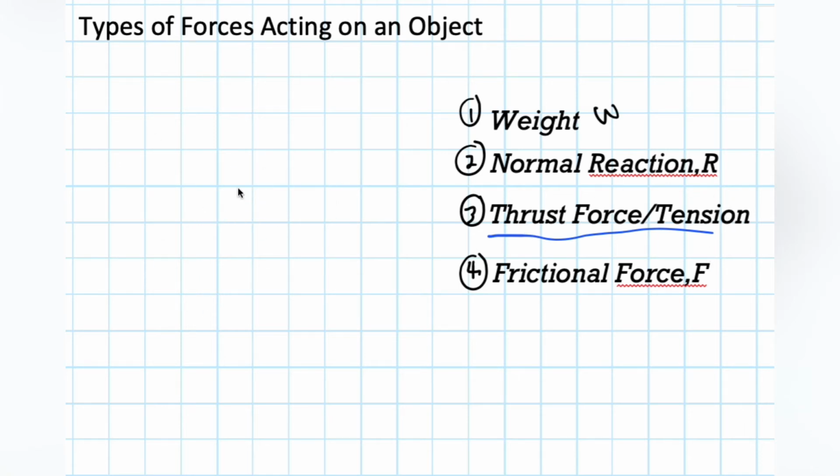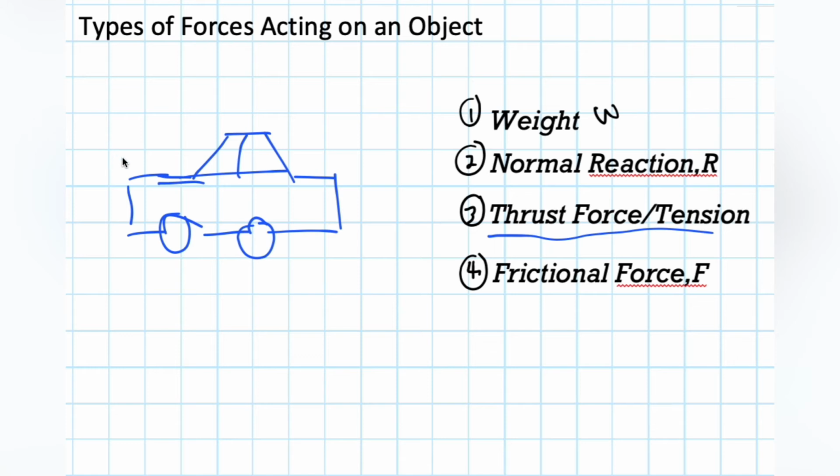Another example could be we have a block here which is being pulled upwards by a string. Hence, the upward force will be the tension. An example of a thrust force, let's say we have a car and the car is moving towards the left. What is causing the car to move towards the left? It's the engine. It's the engine thrust. So instead of calling it tension, because it's not being pulled by a string, it's basically being moved by an engine, we call it the thrust force, which we can also label as T.